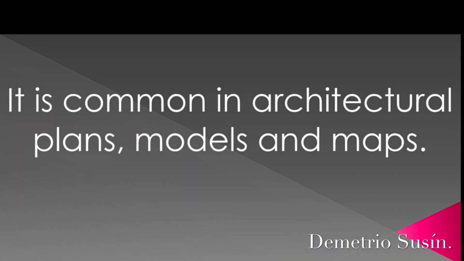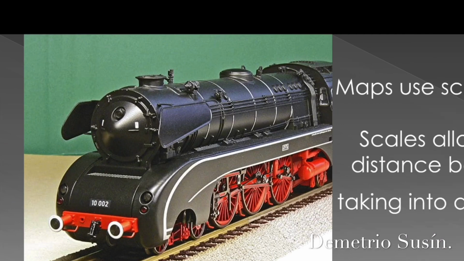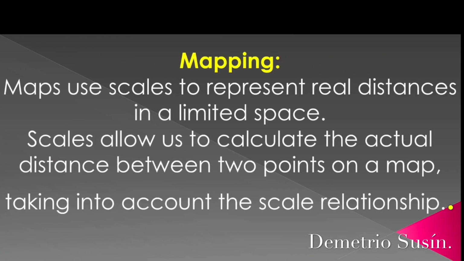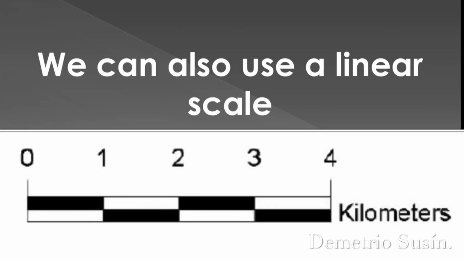It is common in architectural plans, models, and maps. Mapping. Maps use scales to represent real distances in a limited space. Scales allow us to calculate the actual distance between 2 points on a map, taking into account the scale relationship. We can also use a linear scale.